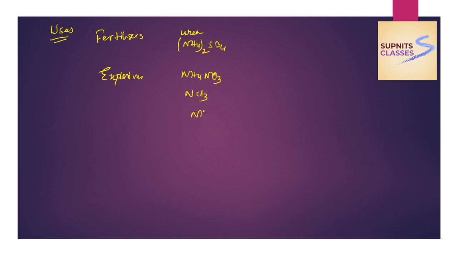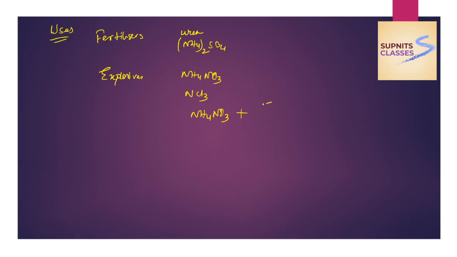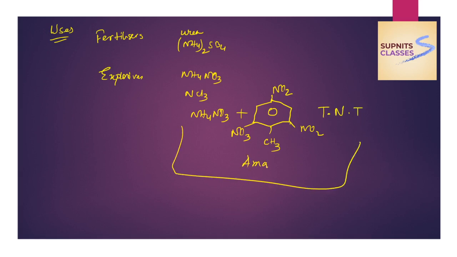Then there is another very important explosive, that is NH4NO3 plus trinitrotoluene. This is trinitrotoluene, TNT. Okay, so this total mixture is called ammatol.